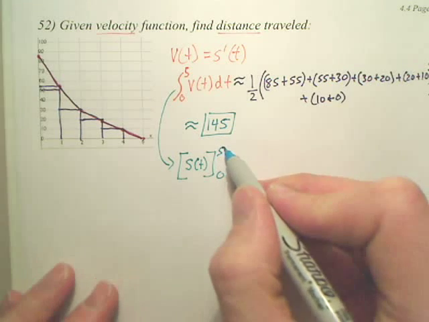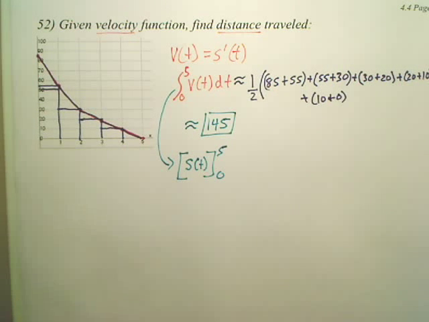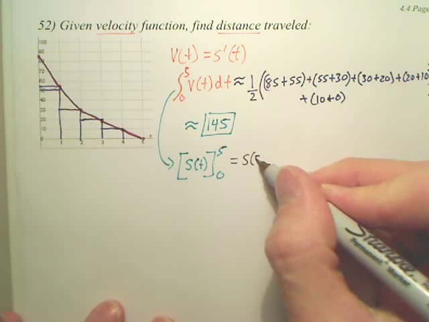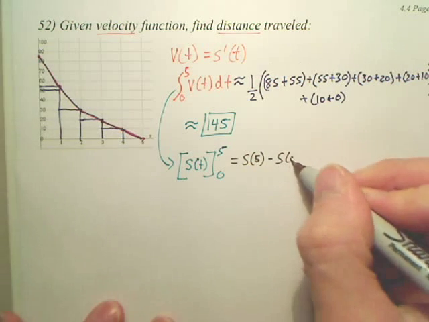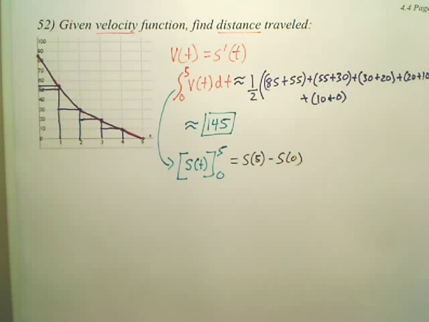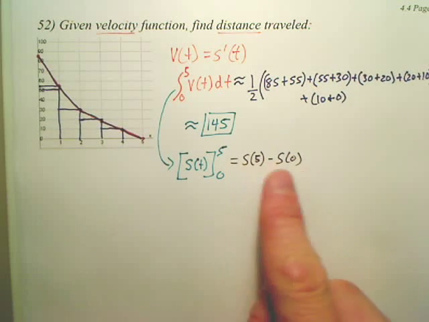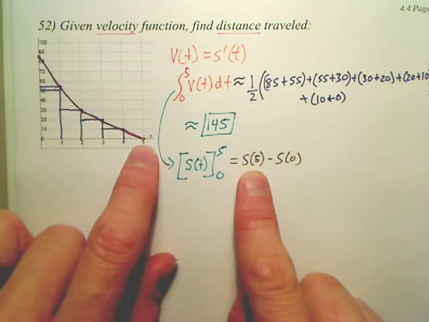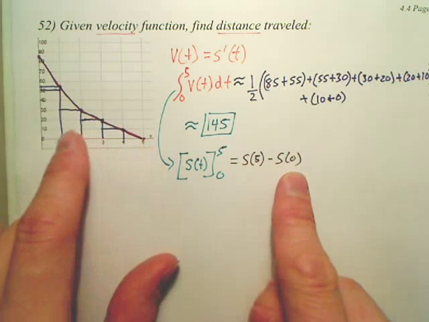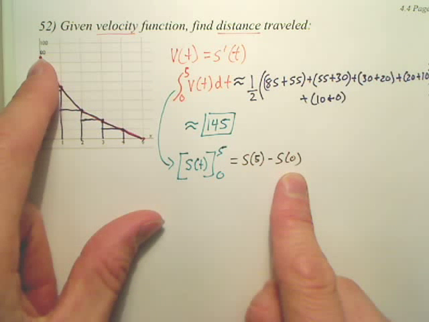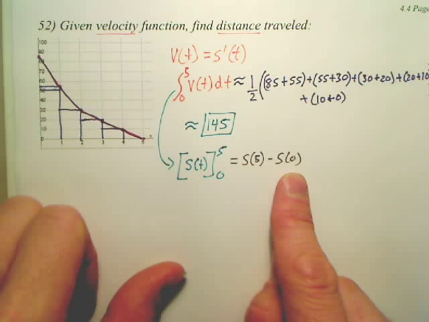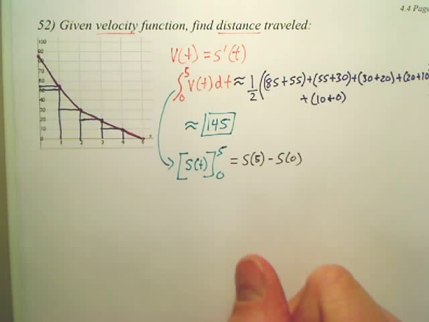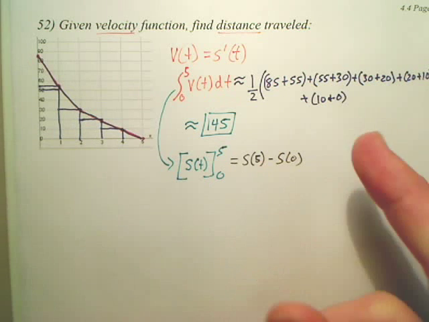So if I wanted to solve this, well, isn't that going to be S of 5 minus S of 0? Are we okay with that? Isn't that the position after 5 seconds, which is 0, minus the position at 0? If you subtract those, you should get that answer. Anyways.